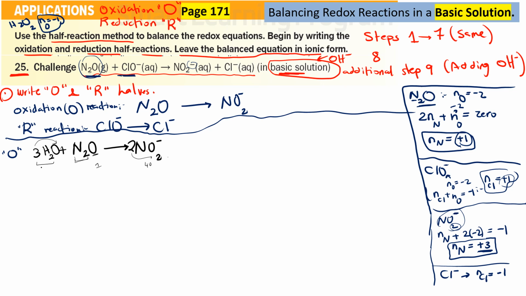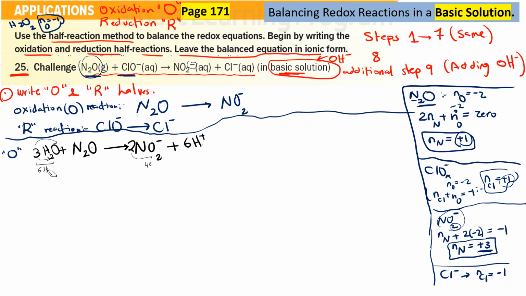But now I have 6 hydrogen, 3 times 2. So how do I balance hydrogen? Yes, I will add H plus. So I will add 6H plus. Now I have 6 hydrogen, 2N, 3O here, and 1 is 4, and here 4 oxygens. Now I am good. Okay? So it's all good now.